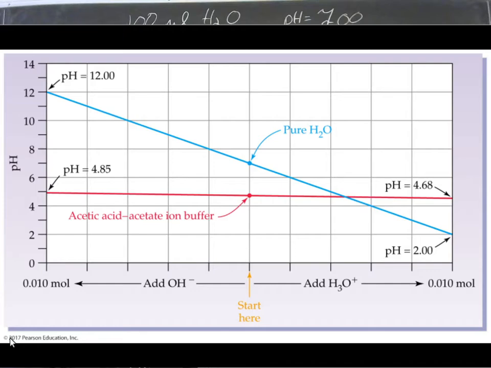And then if you add a little bit of base, then the pH rises, but only a teeny tiny bit. At the end, when the water had risen to a pH of 12, the acetic acid acetate ion buffer has risen its pH only to 4.85. And so you see this acetic acid acetate buffer solution has resisted changes in pH very effectively.